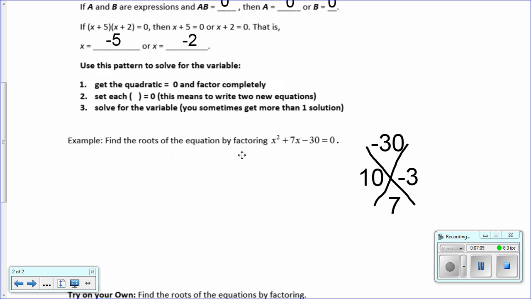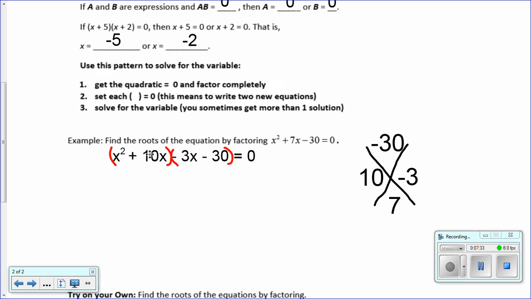Once we have that, we can go ahead and write it out as a polynomial, not a trinomial anymore. We get 4 terms, so we have x squared plus 10x minus 3x, because 10x minus 3x will give us the 7x minus 30. Now that we have 4 terms, we can go ahead and group it. So we got this group, and then this group. Once we have 2 groups, now we can go ahead and take the GCF out of both of them.